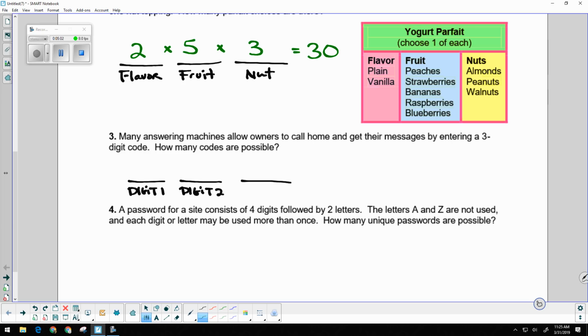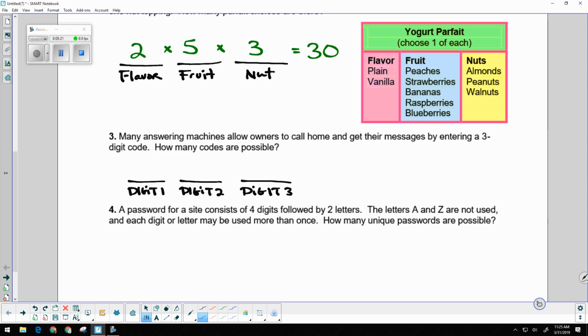Digit 2 of our code, and then digit 3 of our code. Okay, so it's a 3-digit password. Now, how many different numbers or different digits could be used for each number in our code, right?